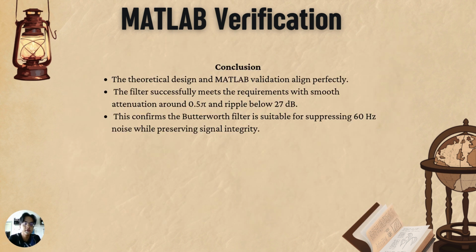For the conclusion, the theoretical design and MATLAB validation align perfectly. The filter successfully meets the requirements with smooth attenuation around 0.5 pi and ripple below 27 dB. Hence, this confirms the Butterworth filter is suitable for suppressing 60 Hz noise while preserving signal integrity.